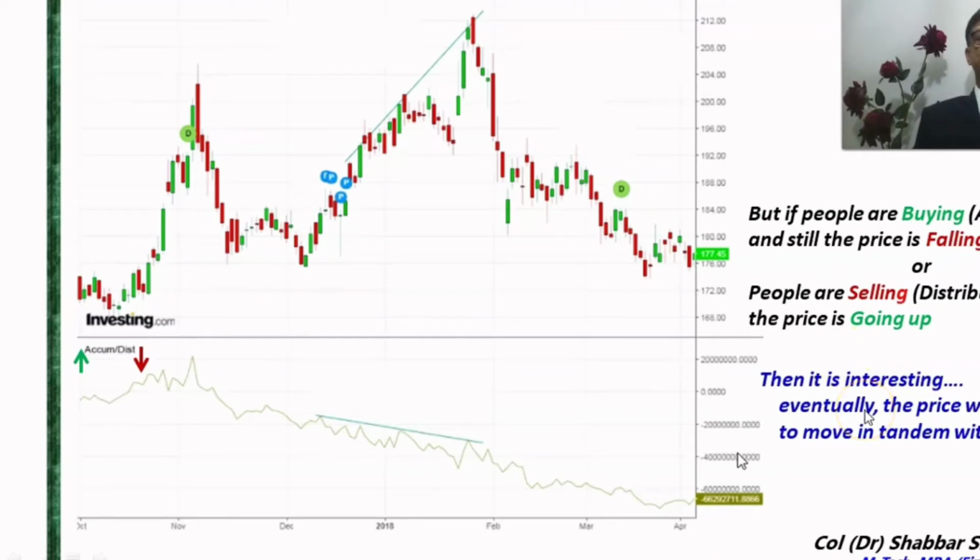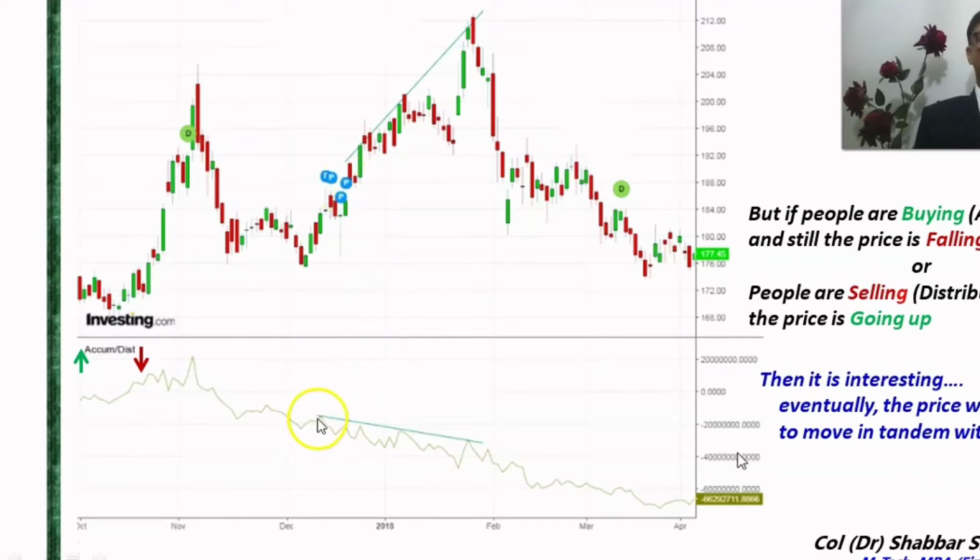That is interesting. A trader would detect such a signal because he knows that eventually after some time the price will change direction and start moving in tandem with accumulation or distribution. If accumulation is happening, then the price will start moving up, or if distribution is happening, then eventually the price will start coming down. Let us have a look at this graph here.